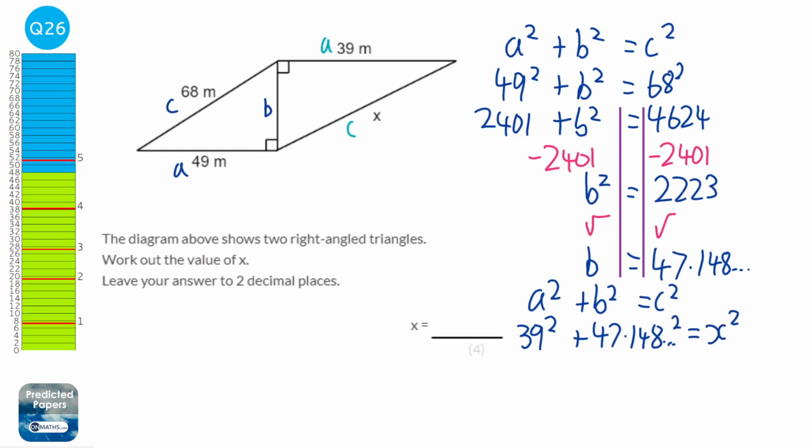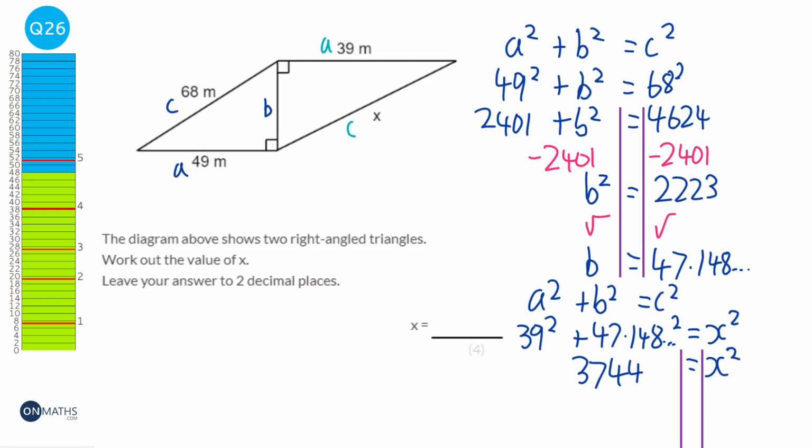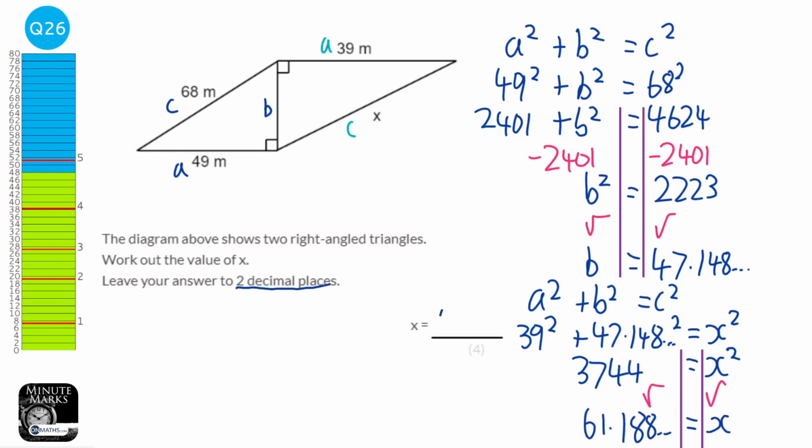Okay, so we need to square that. So we do 39 squared plus 47.148 squared, and that will be 3,744 equal to x squared. And we'll just get our lines in because we need to square root both sides, and we get 61.188... is equal to x. It says it wants it to 2 decimal places, so that would be 61.19.